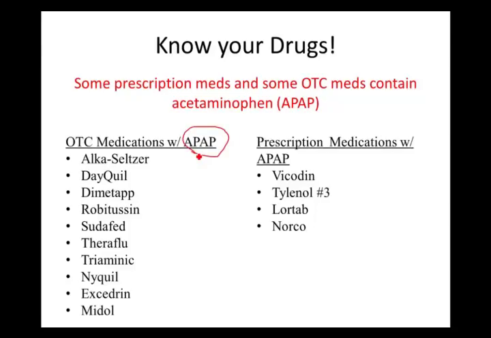There are also prescription drugs that contain high doses of acetaminophen. You've heard of Vicodin, Tylenol number 3, Lortab, Norco. There's acetaminophen in there. So what does that mean? Imagine you've got a patient who had a root canal. The doctor prescribed them 800 milligrams of acetaminophen, or maybe gave them a small amount of Vicodin.